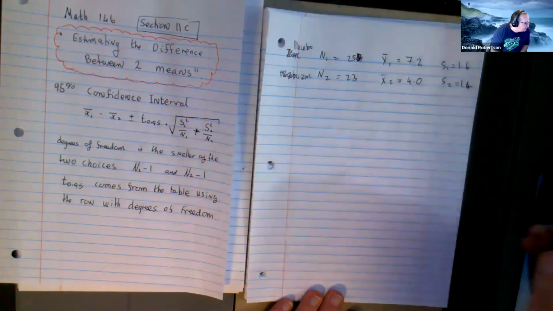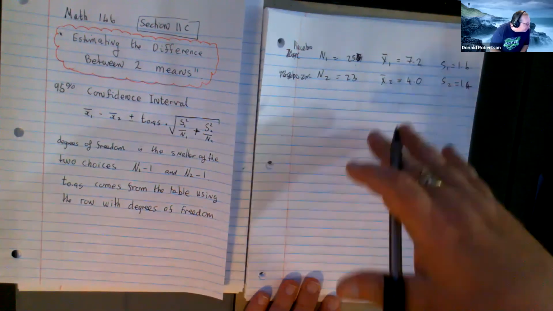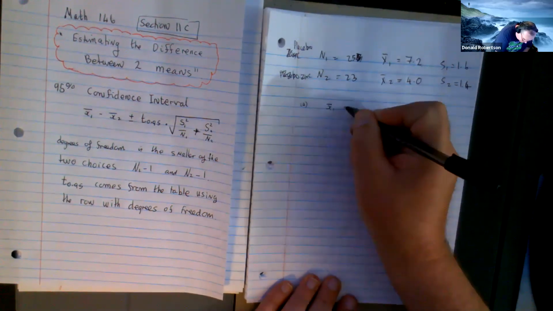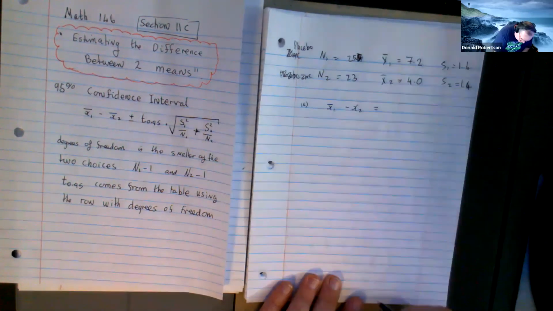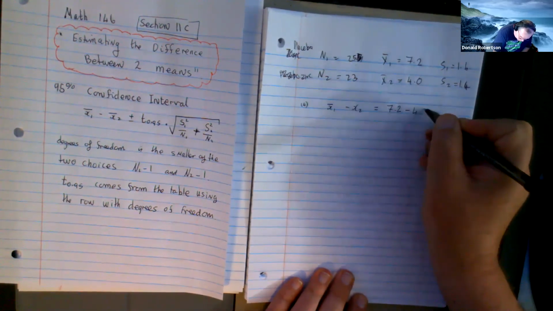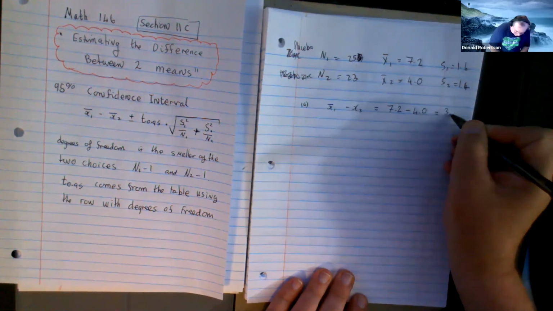We are going to go through the entire process. They kind of break it into steps, so I'm going to show you what that would be. The first step is the statistic. So in this case, 7.2 take away 4.0, and the answer I come up with is 3.2.